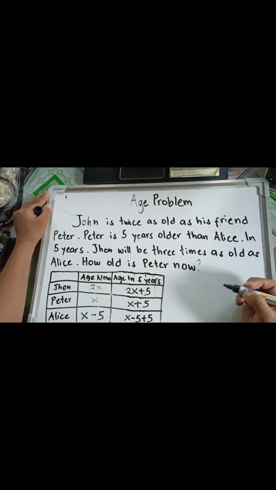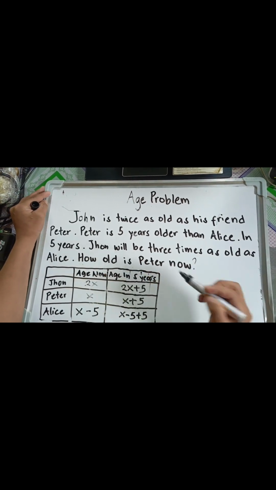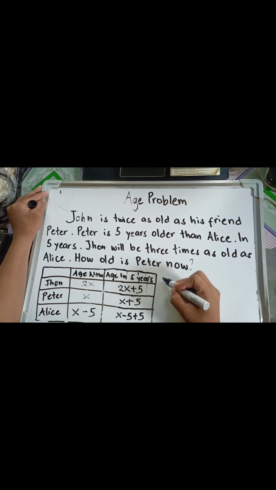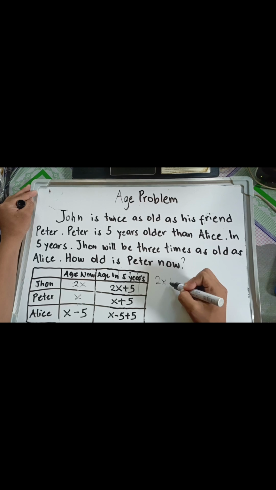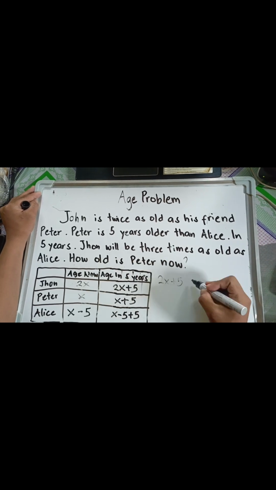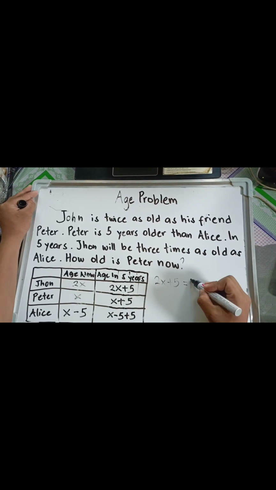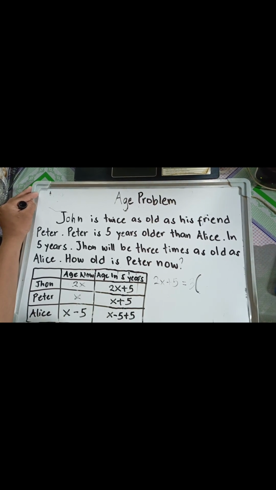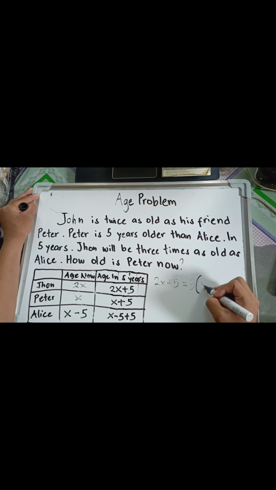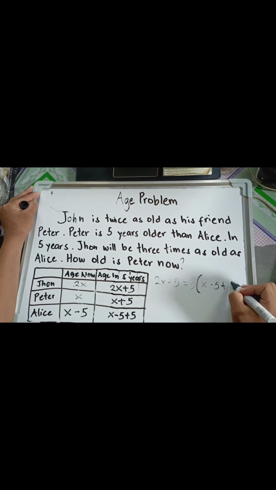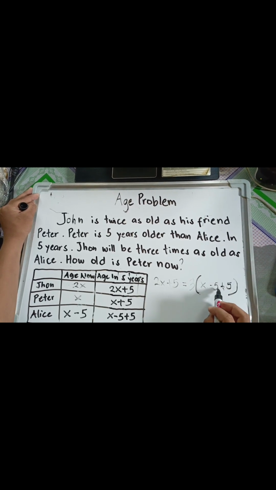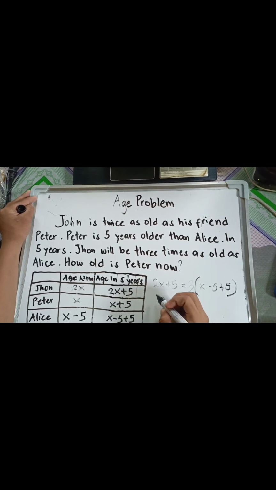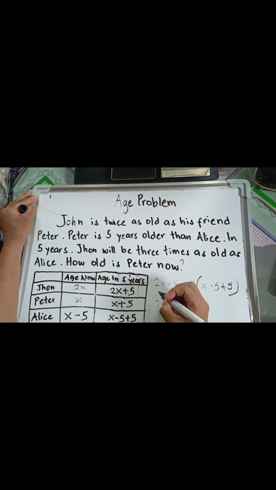In solving this equation, we should find the age of Peter, and if John is 2x, which is 2x plus 5, it will equal 3 times the age of Alice, which is 3 parentheses x minus 5 plus 5. We all know that minus 5 plus 5 is 0 and the remaining is x, so this is the equation.